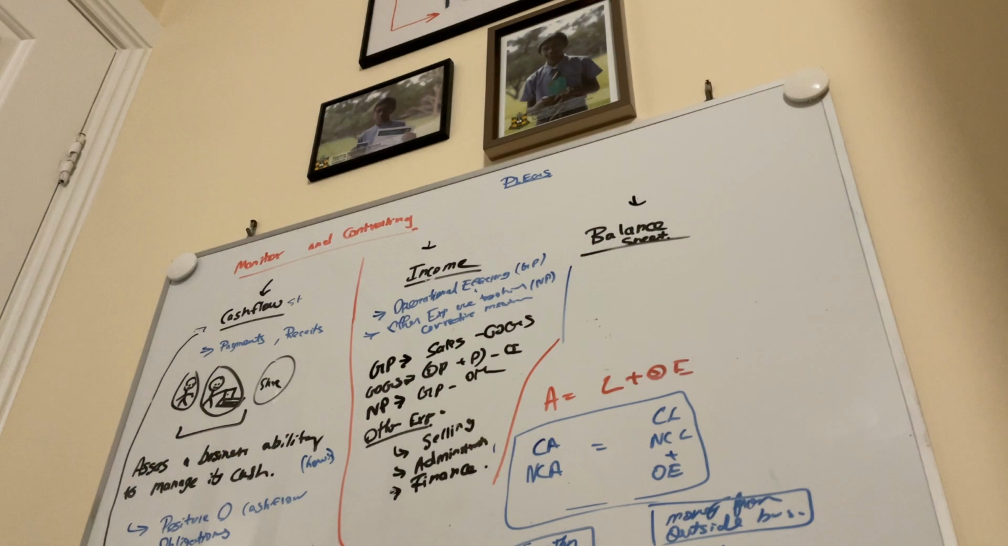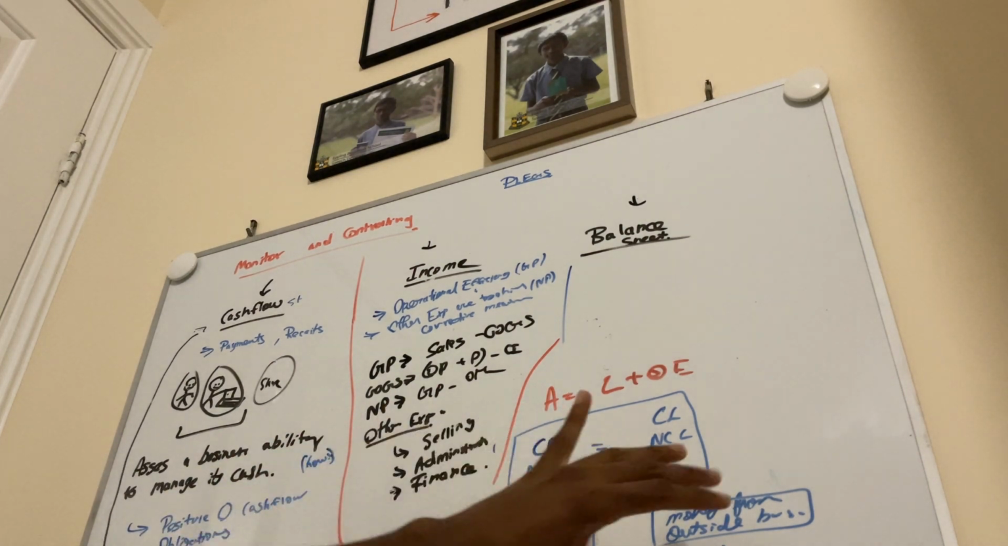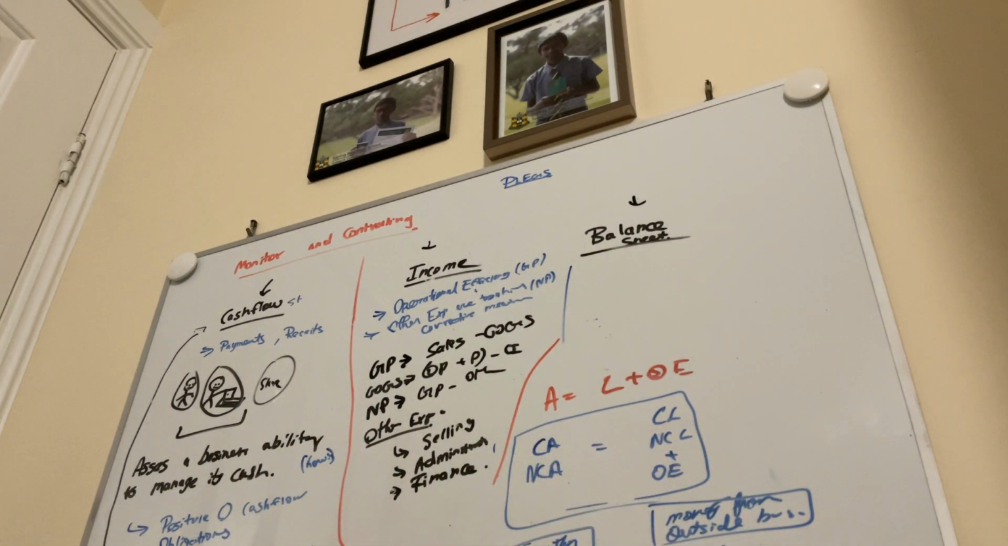But what is a balance sheet? A balance sheet is a summary of the business's assets and liabilities at a given point in time. Okay, it's at a given point in time. That's a difference. These are over a period of time; this is at a given point in time. That's a balance sheet. Now, assets are items of value owned by a business.